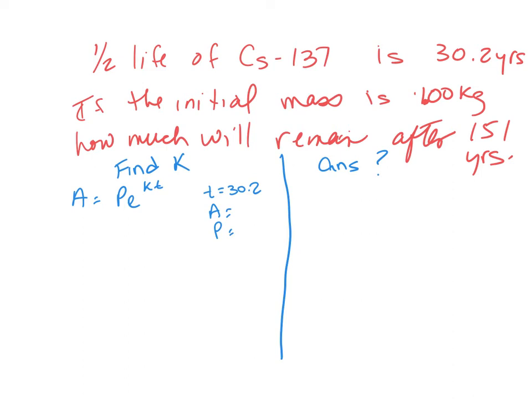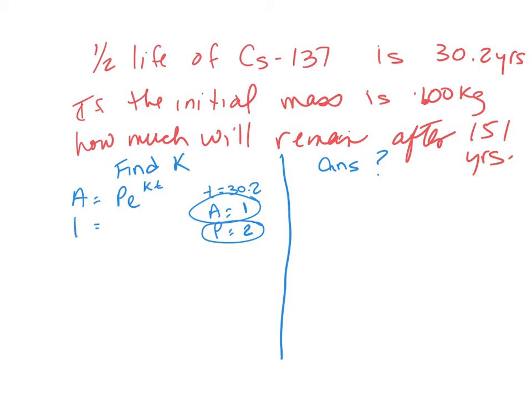I'm looking for k, so I've got to put in an A and a P that would make sense for a half-life. In 30.2 years, if I start off with 2 grams of this stuff, I end up with 1 gram. You can use any numbers where the A is half of the P. So if you put 10, then you end up with 5 in 30.2 years. If you put 100, you end up with 50. It doesn't matter what you use, as long as the beginning is always double the ending. Okay, so now I put in what I know.